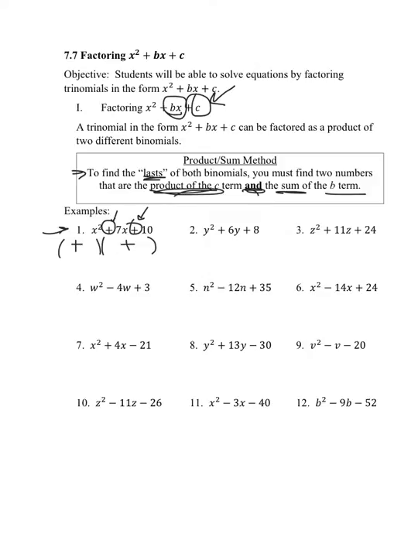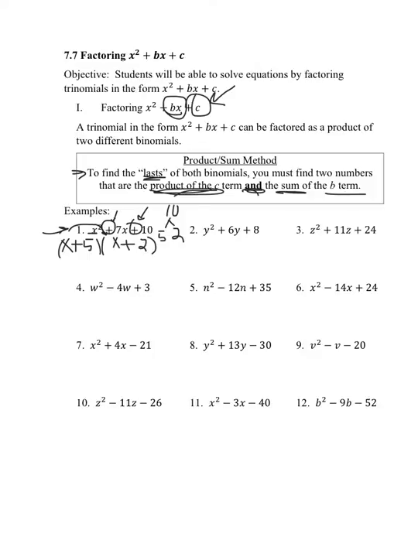So my first term in both binomials is simply going to be x and x. That's the only way, if I FOILed this back out, if I did x times x, to get this x squared. So now I have to think, what two factors of 10 add together to get 7x, but multiply to get 10? Those would be 5 and 2. They add to get 7, but multiply to get 10. So I just put 5 in one of them and 2 in the other. So then I can check myself by FOILing.